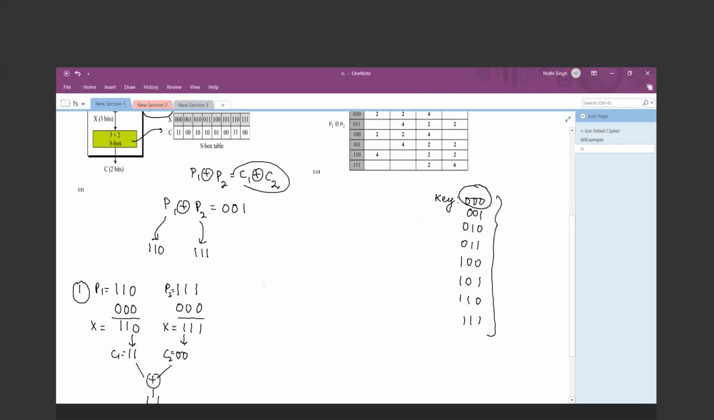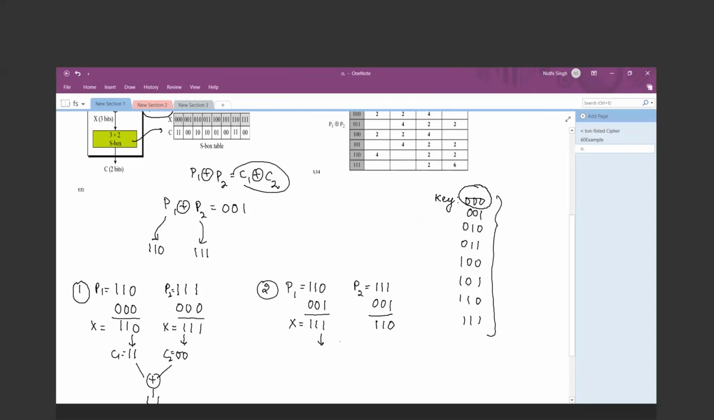The same way we have to perform this operation using another key. So what is my other key? That is 001. What is the answer of X? The X answer is 111 and here my X answer is 110.